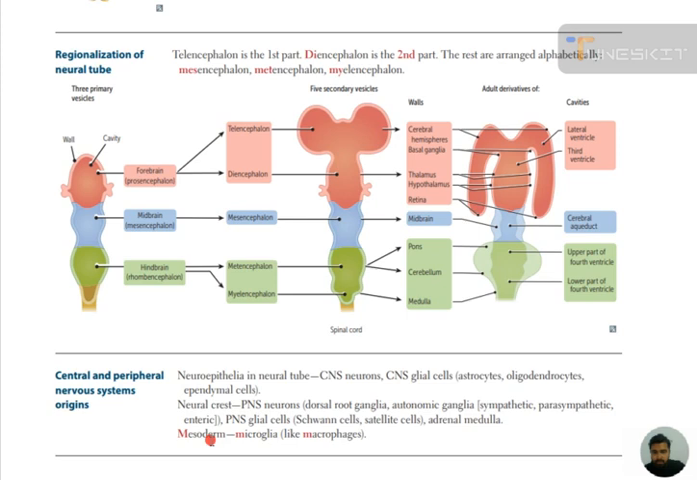The mesoderm differentiates into the microglia, which are like macrophages. These are the macrophages of the brain. And if you are asked what the macrophages of the brain are called, you will answer microglia.